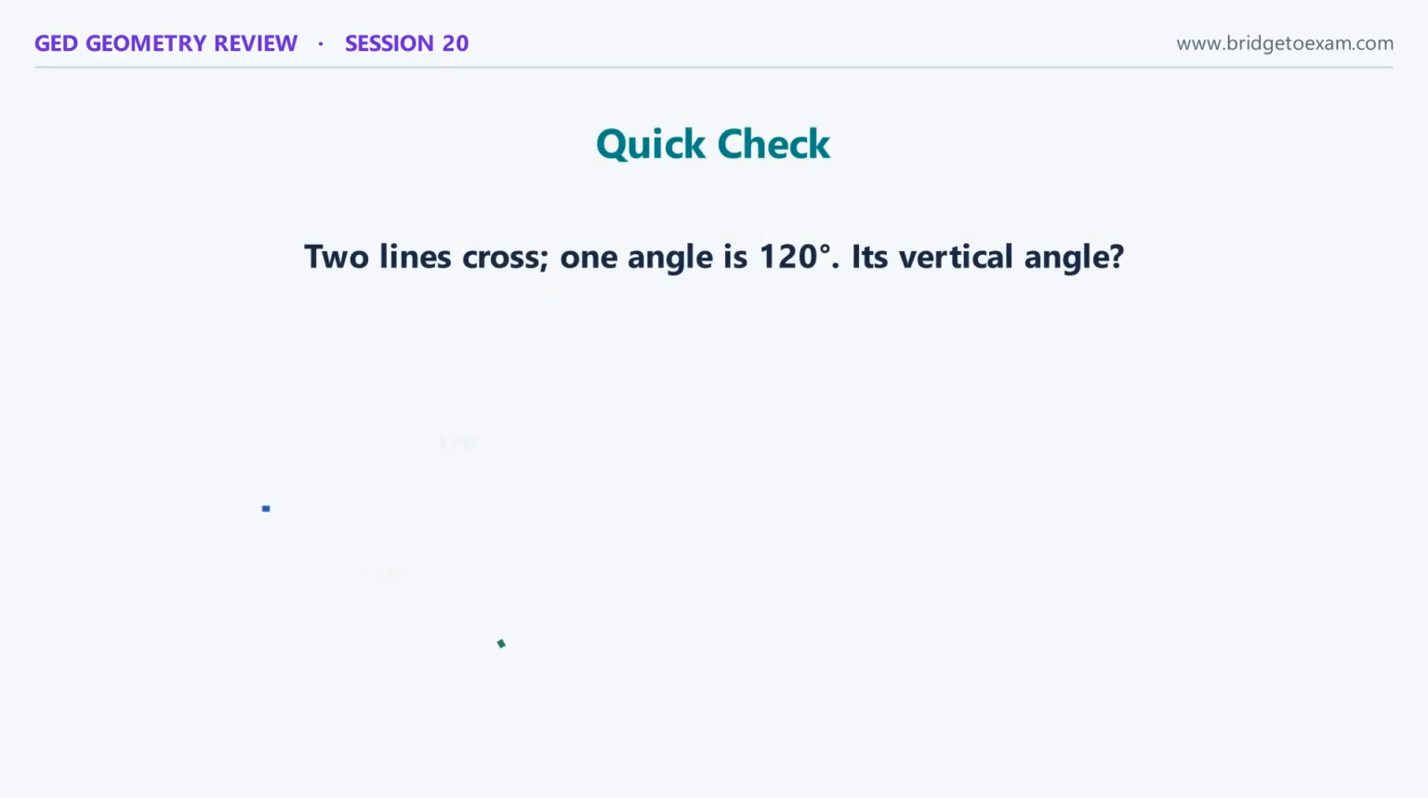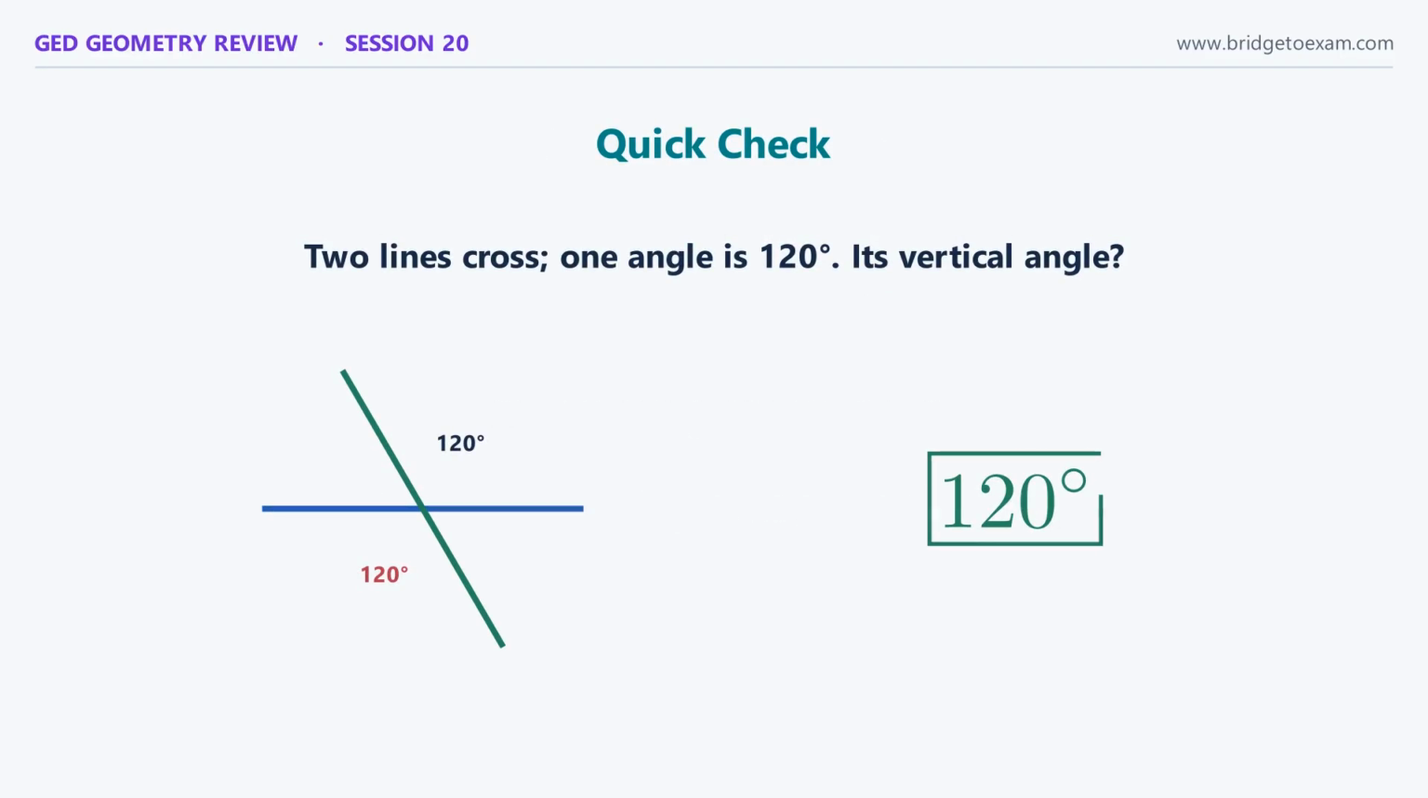Quick check. Two lines cross, and one angle is 120 degrees. What is its vertical angle? Vertical angles are equal, so it is also 120 degrees.